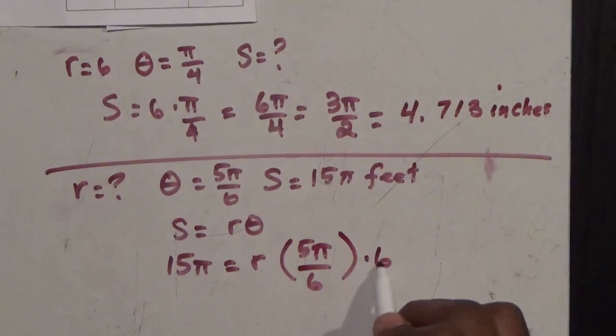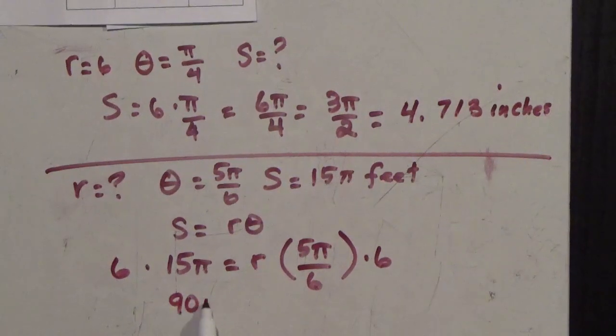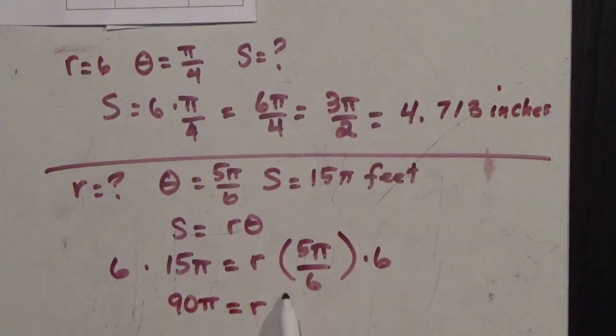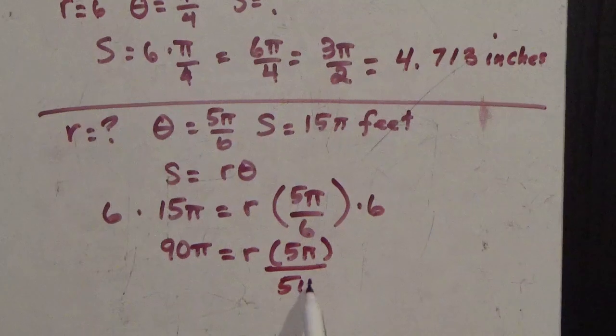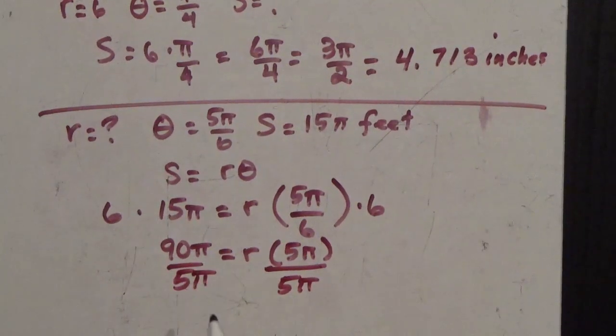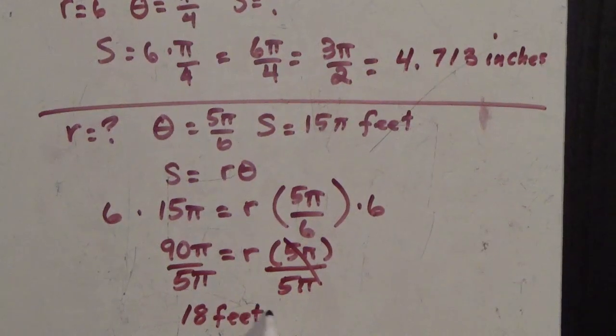I would multiply both sides by 6. That would give me 90 pi over here is equal to R times 5 pi. Divide both sides by 5 pi. 90 divided by 5, just make sure, is 18. And R would be equal to 18 what? R would be equal to 18 feet, because we started with feet.